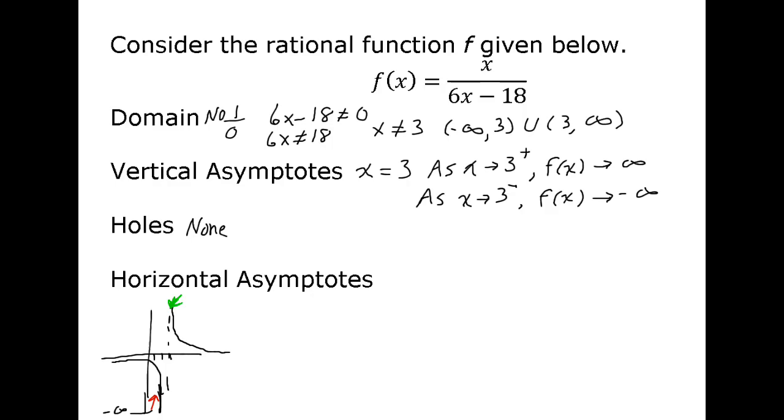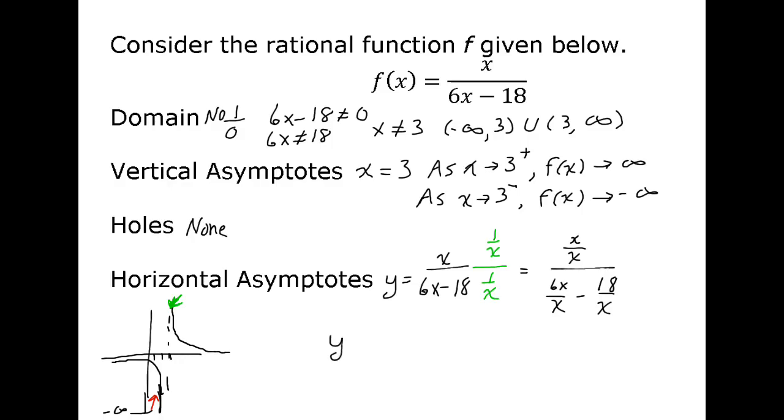Let's talk about the horizontal asymptote. To find the horizontal asymptote, we take our function and we divide by the highest degree of x in the denominator. So that would be x. So I divide each term by x. That's the same as multiplying by 1 over x in the numerator and denominator. So that gives me x over x, 6x over x, minus 18 over x. And that all reduces, so we get 1 over 6 minus 18 over x.